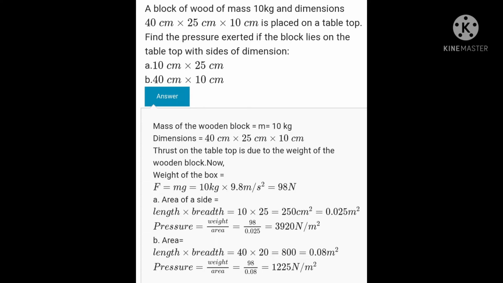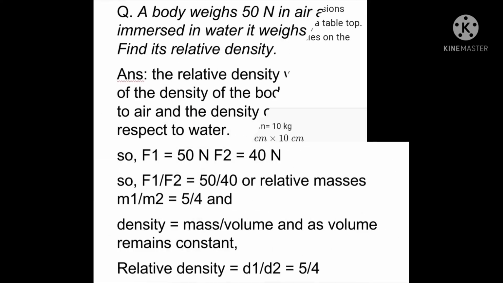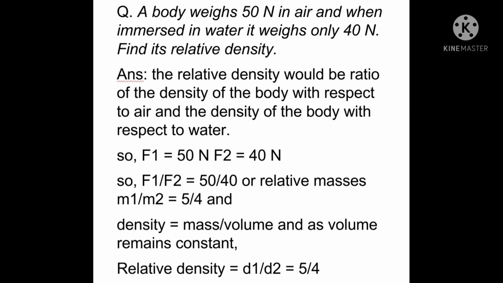Pressure is equal to weight upon area, that is 98 upon 0.08, that is equal to 1225 Newton per meter square. A body weighs 50 Newton in air, and when immersed in water, it weighs only 40 Newton. Find its relative density. The relative density would be the ratio of density of object with respect to air and density of body with respect to water at 4 degrees Celsius.